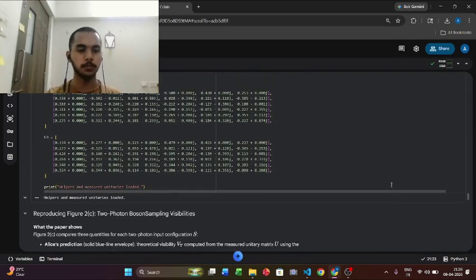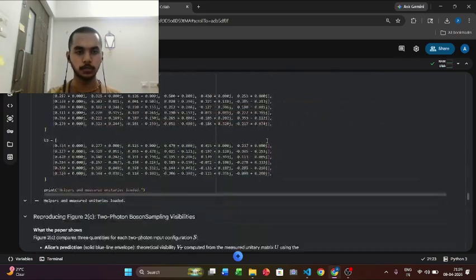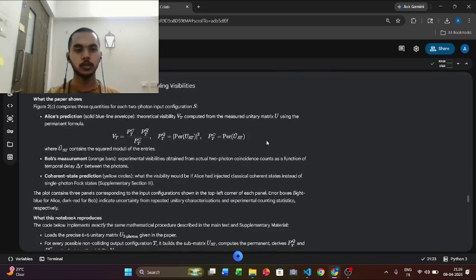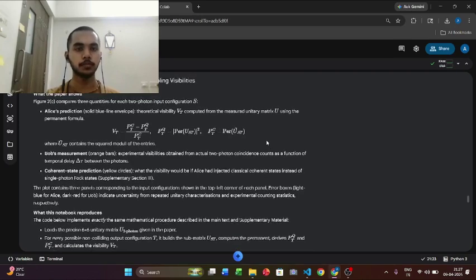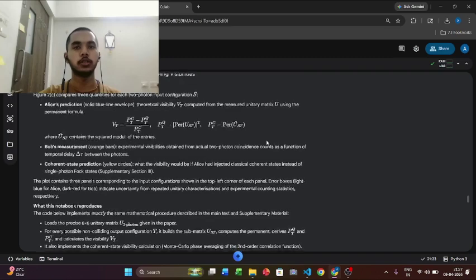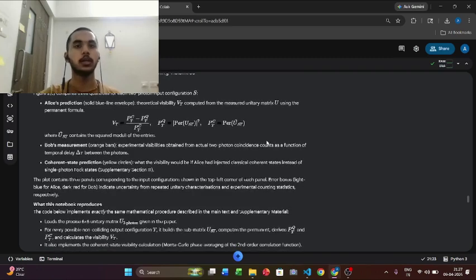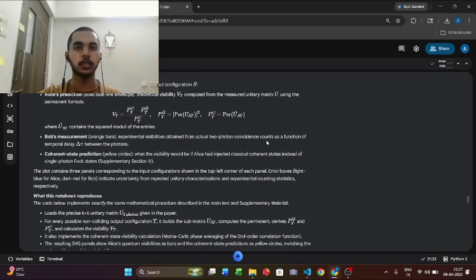As you can see here, we loaded the helpers and unitaries. Now reproducing figure 2C, which is 2 photon boson sampling visibility. This is where we begin to see the visibility pattern across many output configurations in the 2 photon case. The paper considers 3 different photon input configurations, and for each one of them looks at how the visibility changes over all possible non-colliding outputs. In the notebook, for every one of those outputs, we calculate the bosonic visibility from permanent based probabilities. Alongside that, we also calculate the coherent state visibility using the formulas from supplementary material.